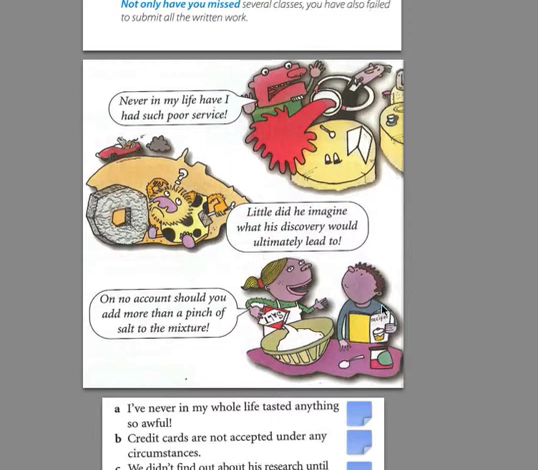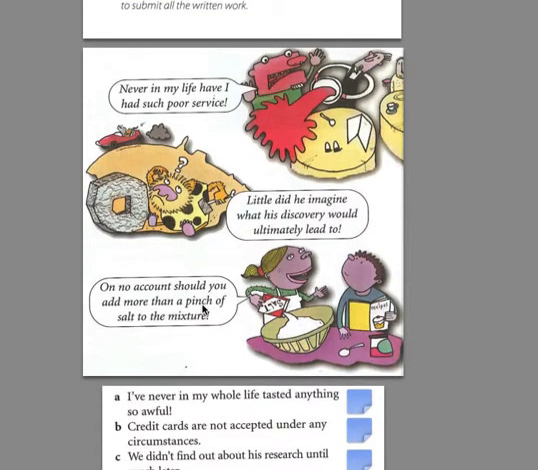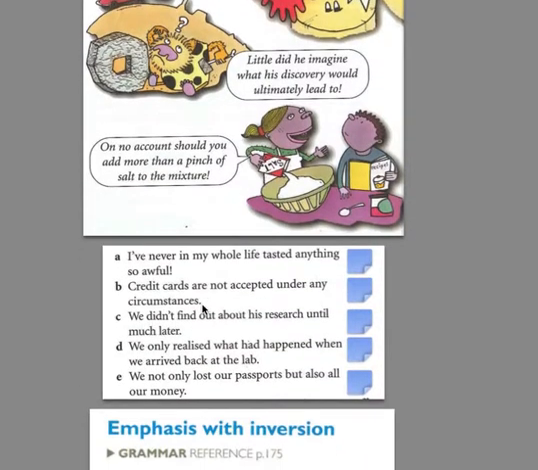The third situation probably comes out of this recipe book, and it says here, "On no account should you add more than a pinch of salt to the mixture." So our negative word in the first one was never. Here in the next one, little, and finally on no account, and it has inversion. Okay, let's do 5 examples and then you're on your way.